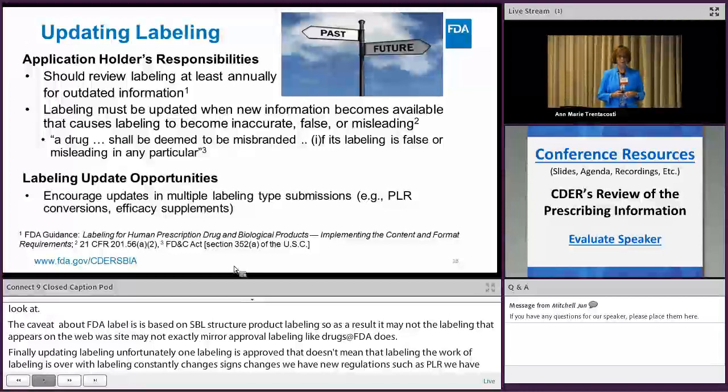There are great opportunities to update labeling. For instance, efficacy supplements, PLLR conversions, or PLR conversions would be a good opportunity to look at the entire labeling and see what needs to be updated.